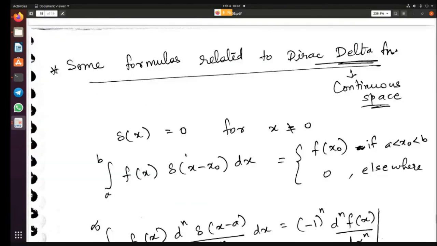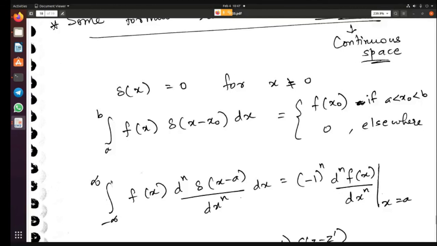Now just one small thing. There are some formulas related to the Dirac delta. In yesterday's class, we saw the Dirac delta function. When we are dealing with continuous space, instead of Kronecker delta, we write down the Dirac delta function. So the Dirac delta function is basically this function. In this case, x0 is 0. So here we have delta of x equal to 0 for x not equal to 0. So this is the Dirac delta function. Okay, so there are some formulas associated with it.